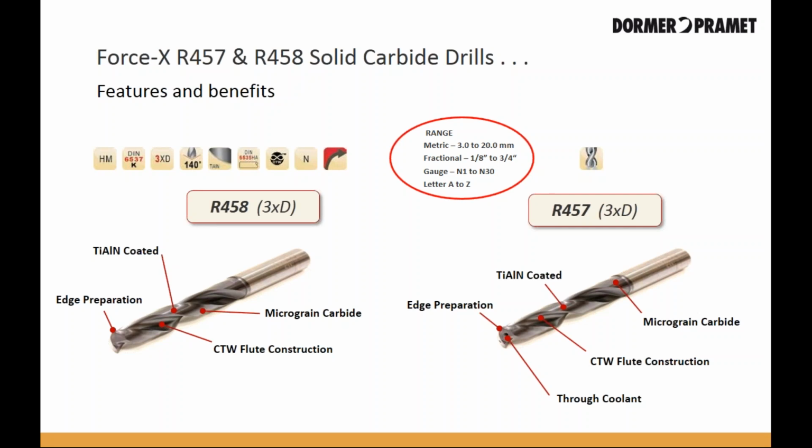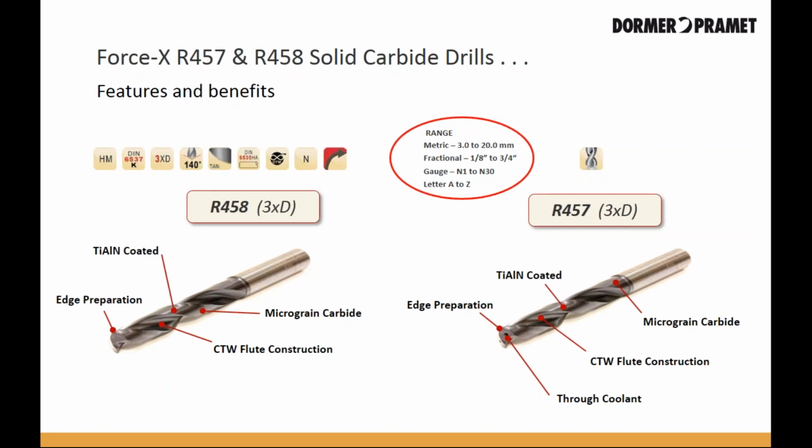Force X R457 and R458 drills. R457 coolant-through design and R458 solid construction are solid carbide drills for drilling depths up to 3 times diameter in a broad range of materials. The size ranges are from 3 mm to 20 mm in our metric sizes, 1/8 inch to 3/4 inch in our fractional sizes, wire gauge sizes from number 1 to number 30, and letter sizes from A through Z.